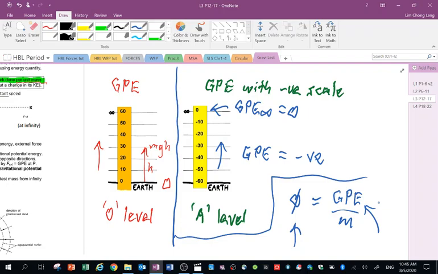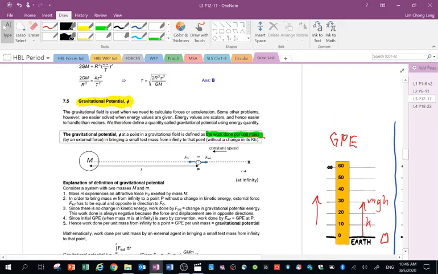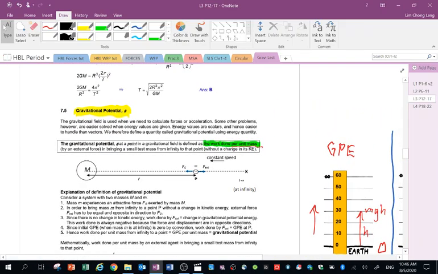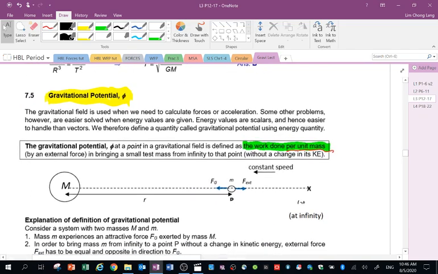Now, the definition of gravitational potential is actually very special. Okay, let's look at this statement. Gravitational potential phi at a point in a gravitational field is defined as the work done per unit mass in bringing a small test mass from infinity to that point without a change in KE. So this is infinity. All right, I call this point infinity. At infinity, I have a body here, mass m, and I bring it from infinity to that point.